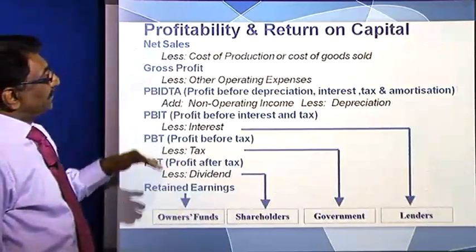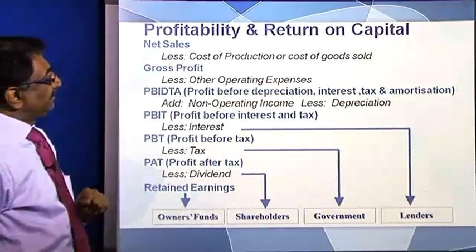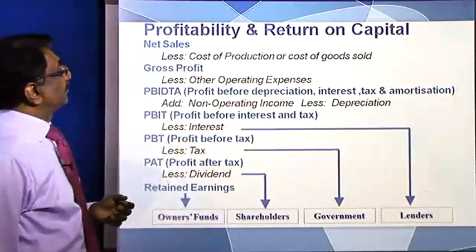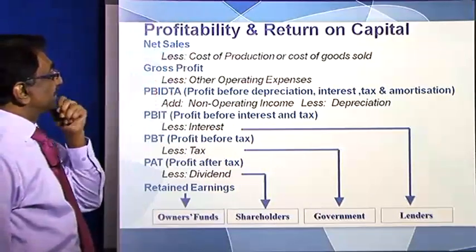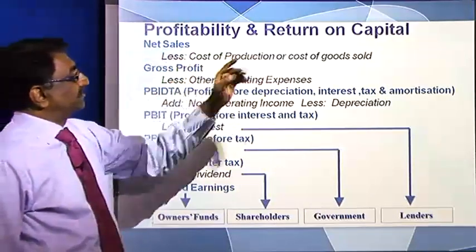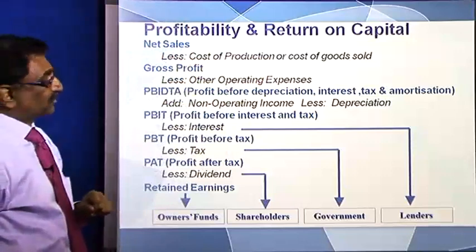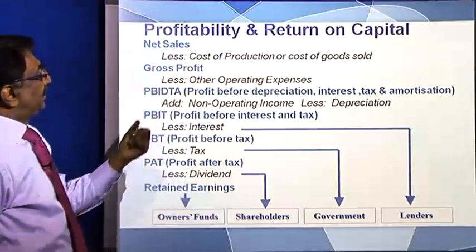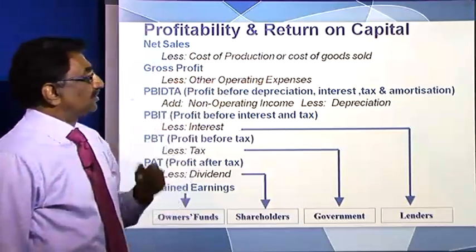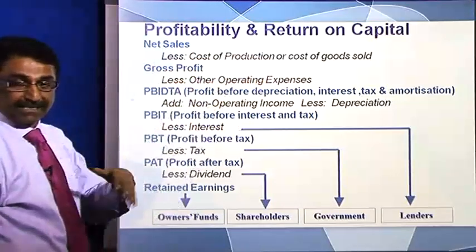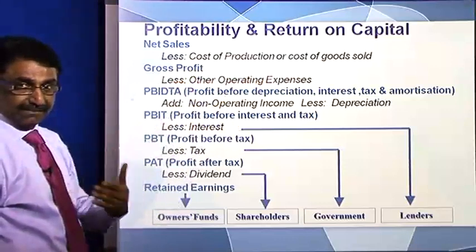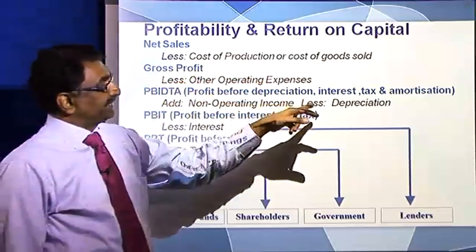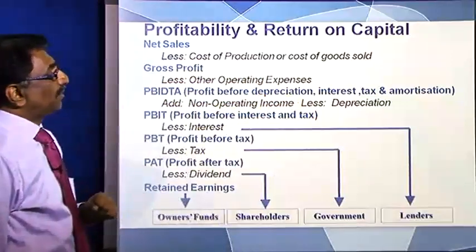Before I get into that, I would like to also just revisit and see at what levels of profits we can talk about. So, usually we have net sales, of which you will then reduce cost of production or cost of goods sold and arrive at what is known as gross profit. From here you will reduce all other operating expenses like administrative expenses, selling expenses, etc., and arrive at what is known as profit before depreciation, interest, tax and amortization.